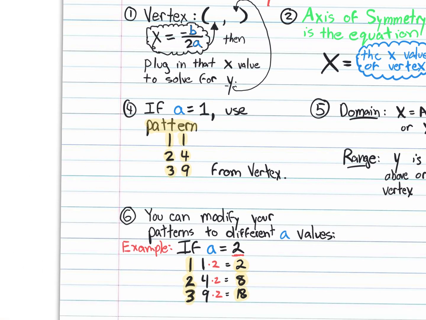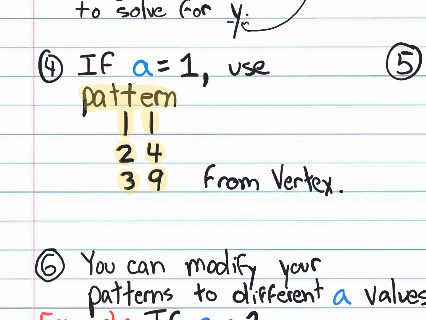What else? Number 4, if your a value is 1, you could use the pattern 1, 1, 2, 4, 3, 9 instead of an XY table. And of course, this pattern is from the vertex. You go 1 over, 1 up, then go back to the vertex, 2 over, 4 up, back to the vertex, 3 over, 9 up, right?